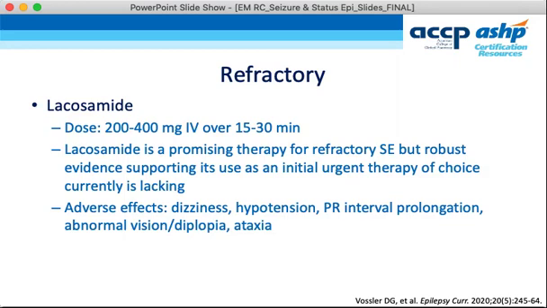So this is where we kind of place it in therapy until we can compare it to other first-line urgent therapies. Side effects that you may see with lacosamide: dizziness, hypotension, PR interval prolongation, abnormal vision, diplopia, and ataxia. This is an agent that we don't see as commonly, especially given the IV route. So this may or may not be stocked in your ED. So that could be another thing that may impact your choice.